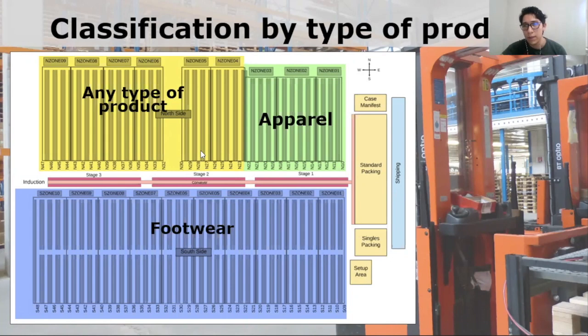This takes the biggest area, the blue one. And then there is the yellow one with both kinds of product. As it is faster to move around both kinds of product, this area should stay as it is. And finally, we have the green area, which is exclusive for apparel items.